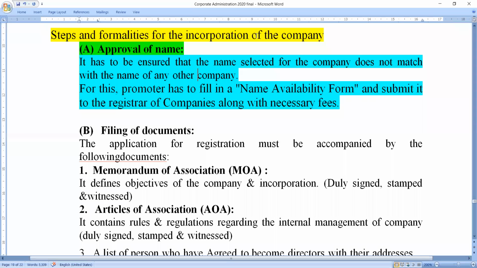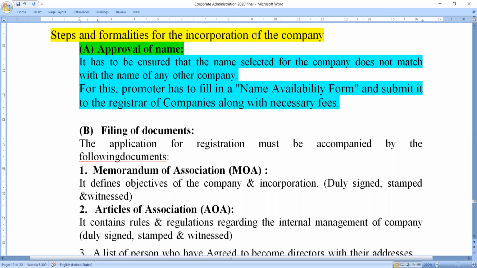In this stage, what happens here? We mustn't select the name of the company in a way that matches another company's name. In this stage, the promoter has to fill the form called the name availability form, and it is submitted to the registrar along with a certain sum of fees.